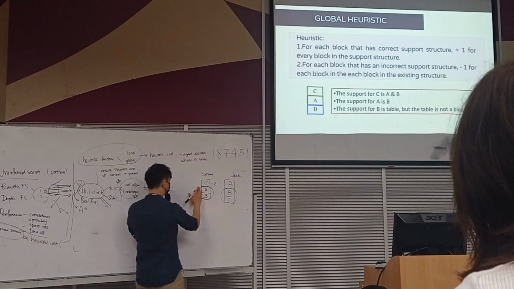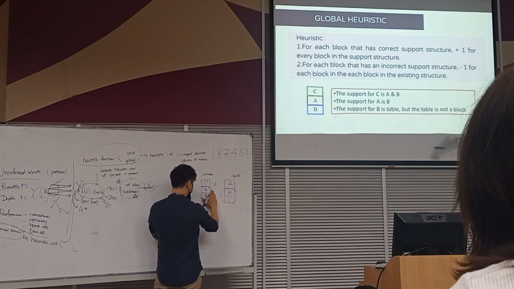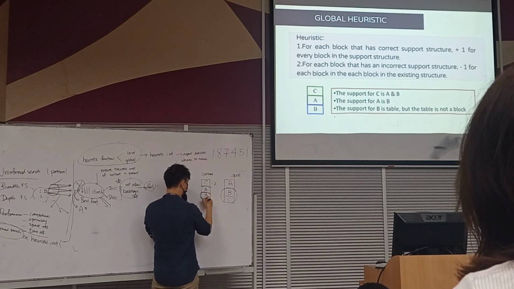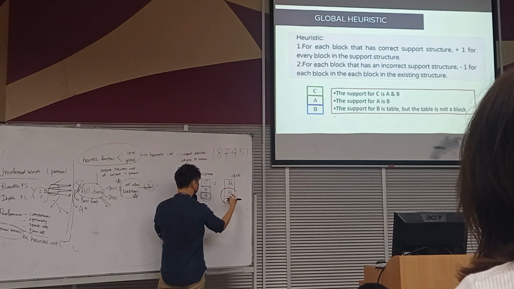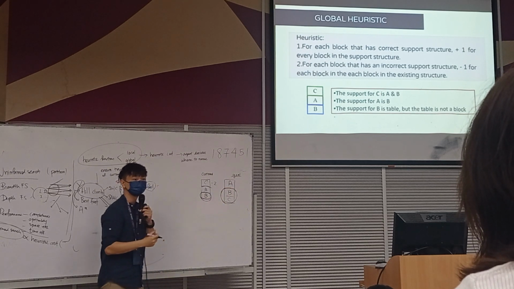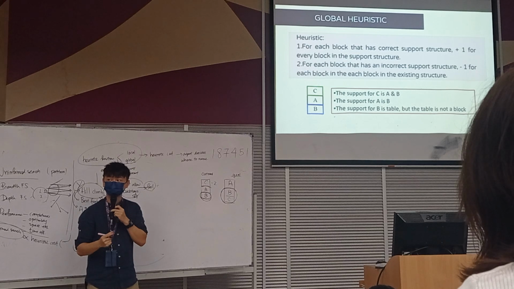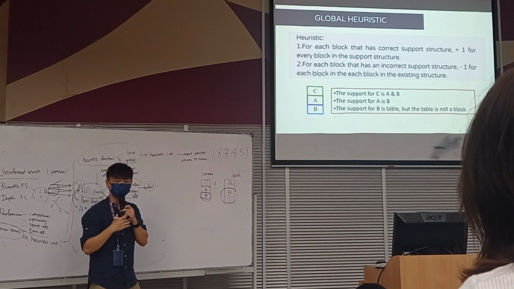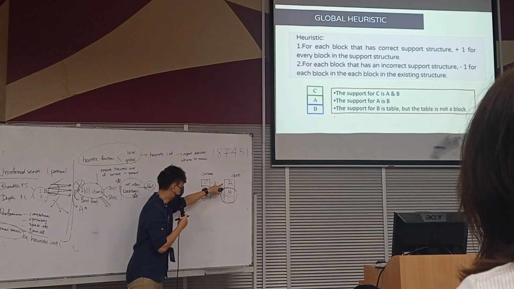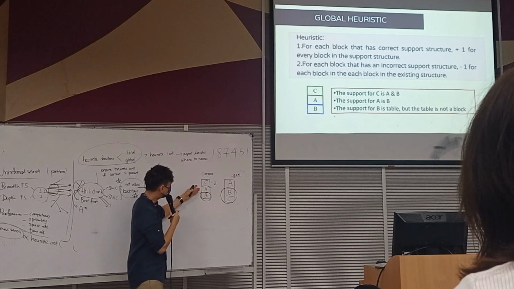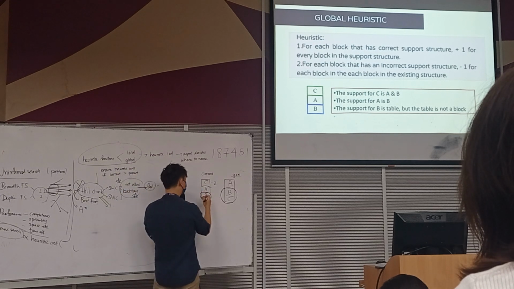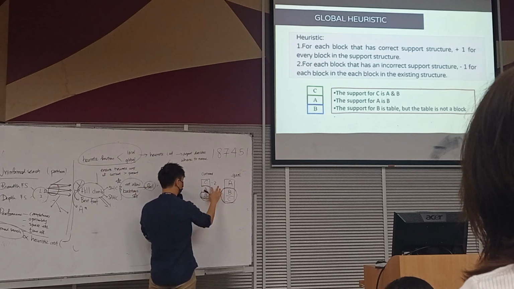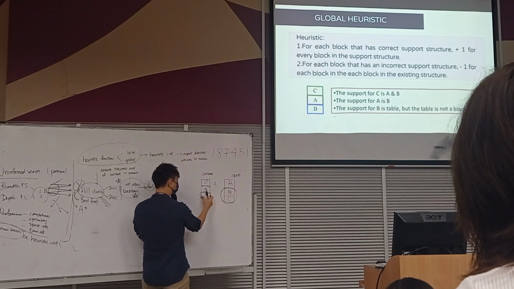Okay, so look at A. So at this moment, A is supported by B. The support structure for A is B. In the goal state, A is supported by B and C. Is it correct or wrong? But here, A is supported by B. Is that true? Wrong, right? So it should be supported by B and C. So it's wrong, we put negative. So negative, what is the value here? How many blocks are used to support A? Only 1, so negative 1.